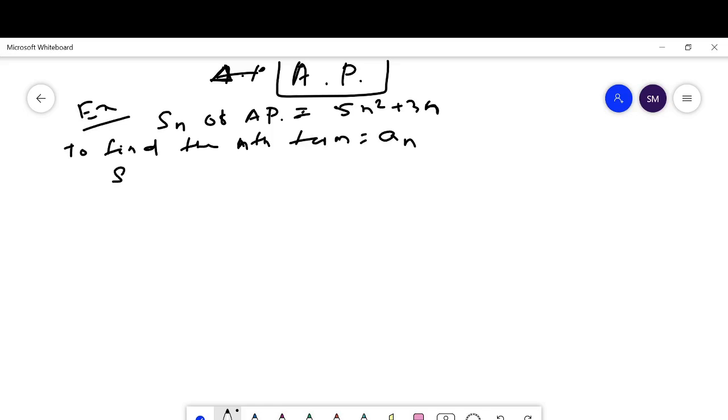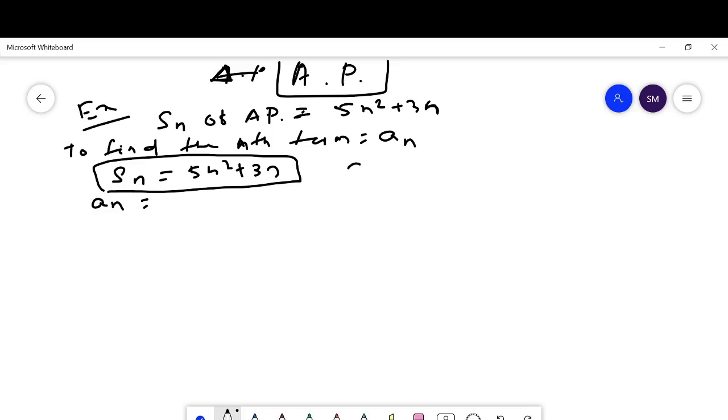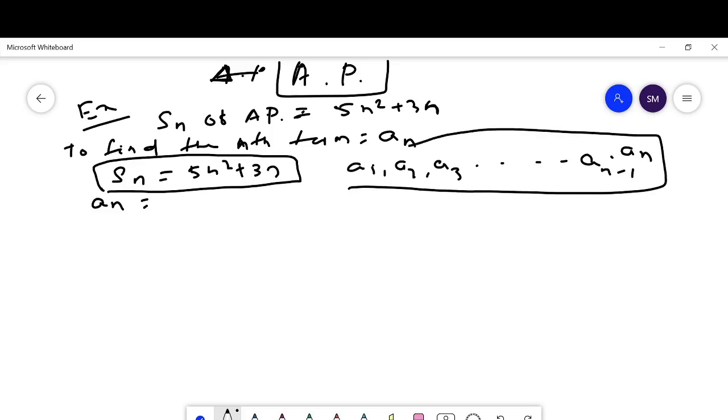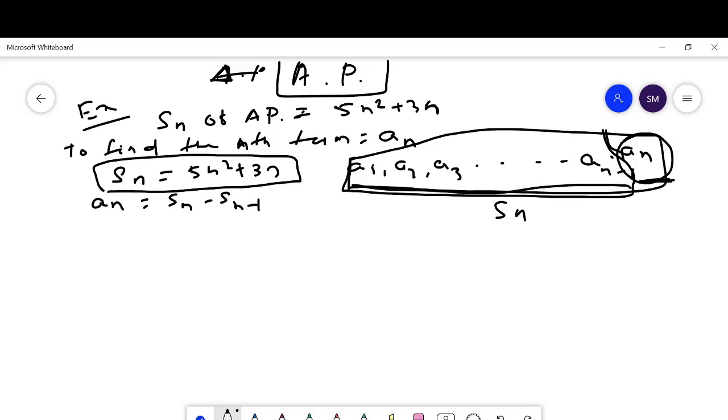Here Sn is 5n square plus 3n. Then what is an? Sn is the sum of n terms, and an is the nth term. Suppose the AP is given by a1, a2, a3, and so on, up to an minus 1 and an. Then Sn is the sum of all these terms, and S of n minus 1 is the sum up to an minus 1. So an is equal to Sn minus S of n minus 1: the sum of n terms minus the sum of n minus 1 terms.